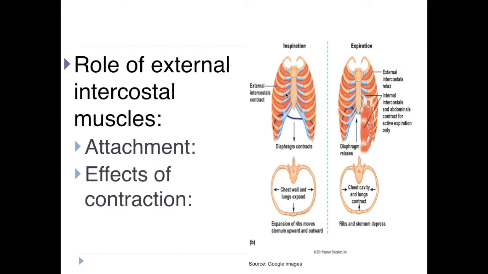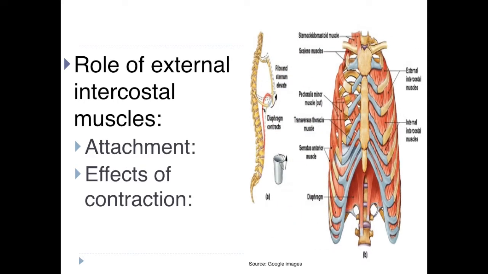So you can see elevation, because the ribs slope downward and forward, and because of contraction of the external intercostal muscle, there is elevation of the ribs. So there is an increase in the transverse diameter as well as an increase in the antero-posterior diameter. That is by bucket handle and pump handle movement. Bucket handle movement increases the transverse diameter and pump handle movement increases the antero-posterior diameter.